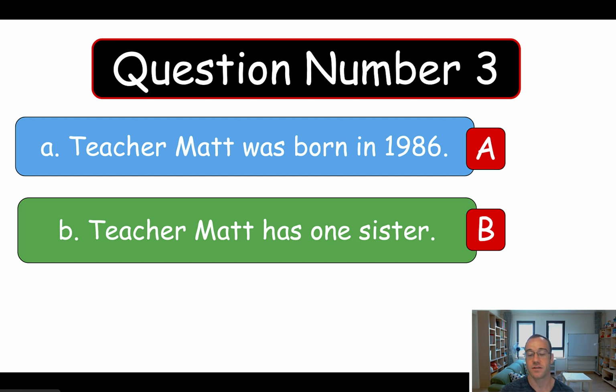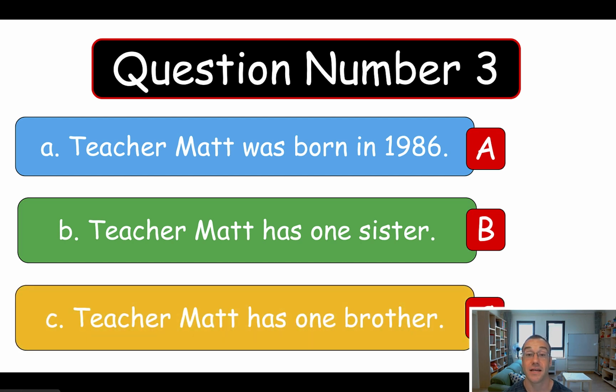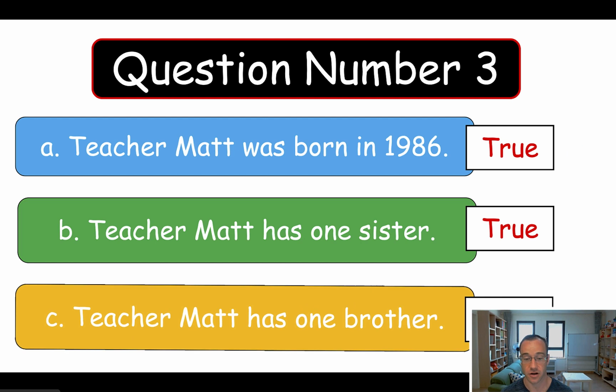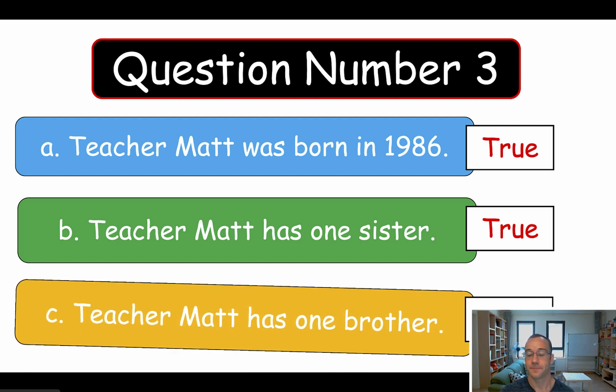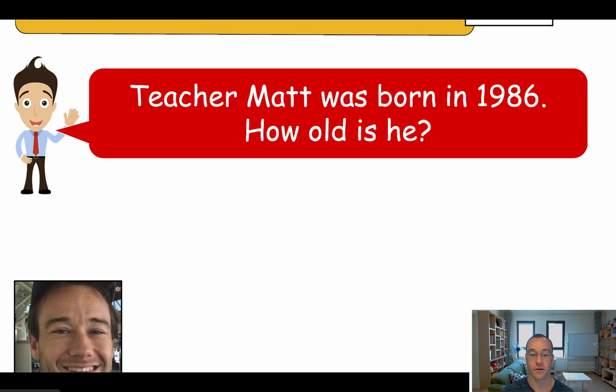Teacher Matt has one sister, and Teacher Matt has one brother. Okay, they're all reading it out loud together. Okay, give them 30 seconds to decide which one they think is a lie. Have them write it down, call on them again, see which one they chose, and then reveal the answer, okay? Teacher Matt does not have a brother, okay? And then go through each one.